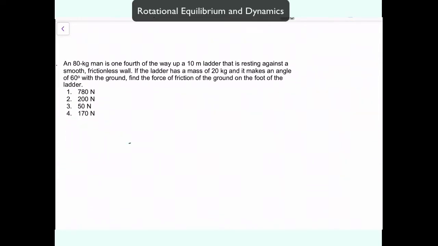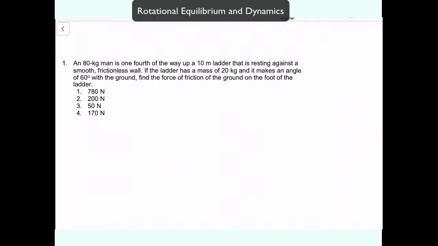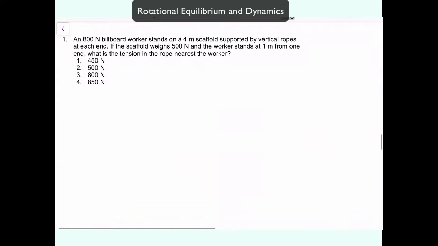Okay, this is our example 4, but let's try to do number 5 because it's probably a little easier than the other one. Okay, so this is number 5.